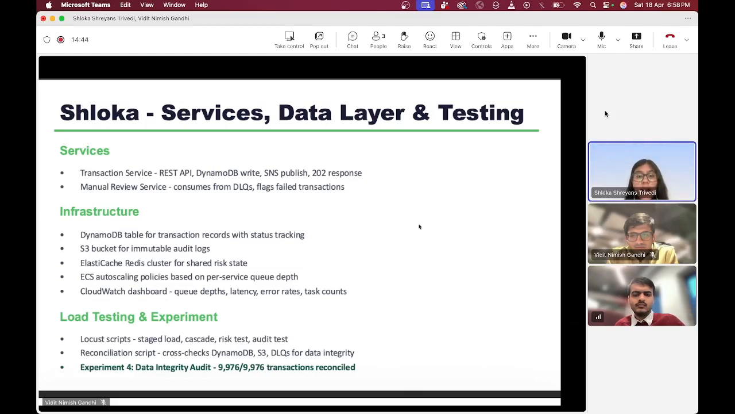For load testing, I built all the Locust scripts: the base trader simulation, the stage load test for finding the breaking point, and the audit test for data integrity. I also wrote the reconciliation script that cross-checks every submitted transaction against the DynamoDB, S3 audit logs, and all the DLQ depths.